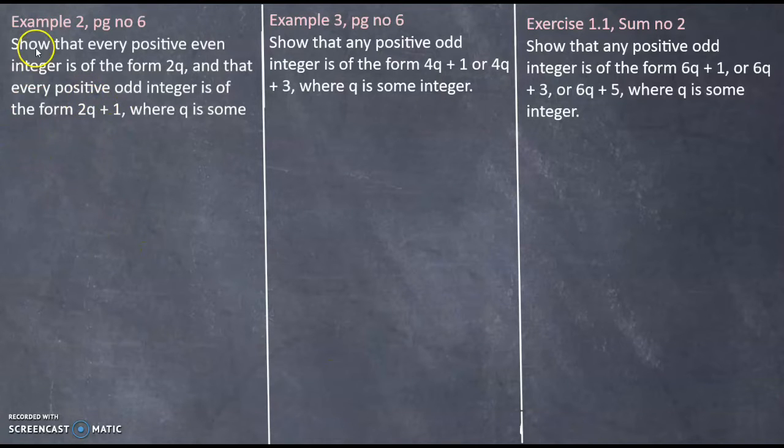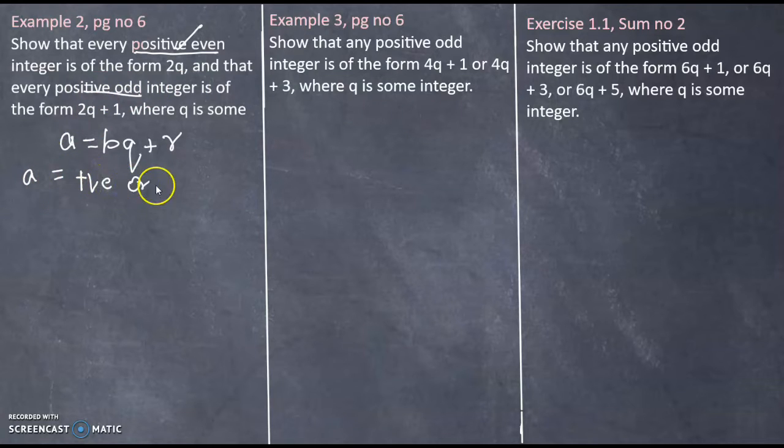So let's start from example 2, page number 6. Since they are asking for positive even integers, we always start with the formula. Just make it step by step. So a equals bq plus r. Here a is the positive even integer or positive odd integer, so the value of a will be a positive even or odd integer.